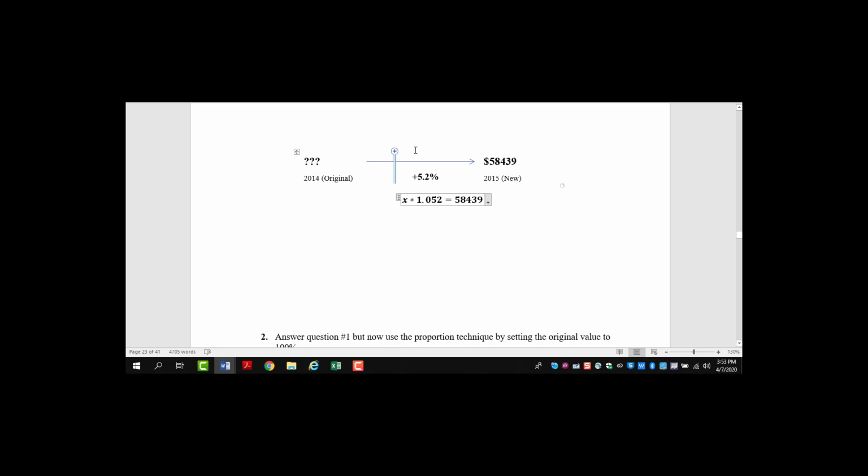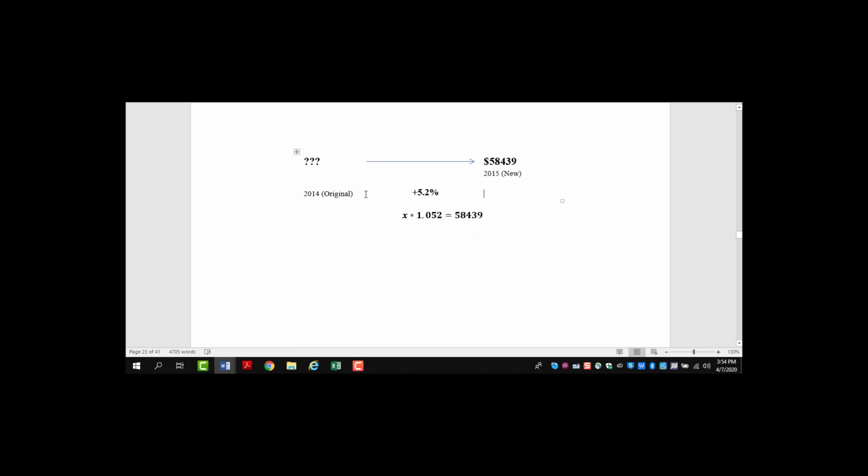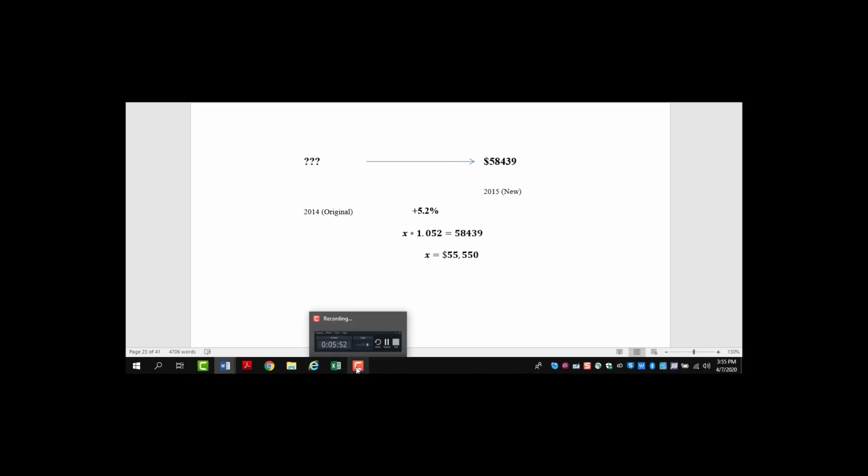So this number here is smaller than this number here because this number here increased by 5.2% to become this number. So there's an algebraic way of looking at it. Now, obviously, you would divide both sides by 1.052 and you would get 55,550. That's the algebraic way of doing it.